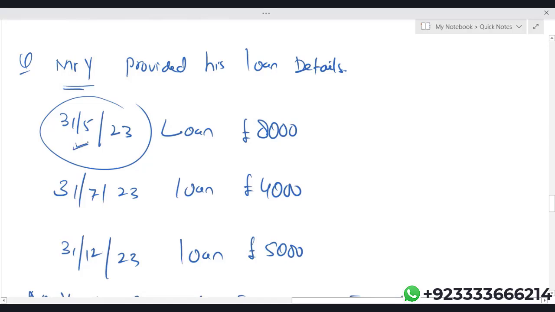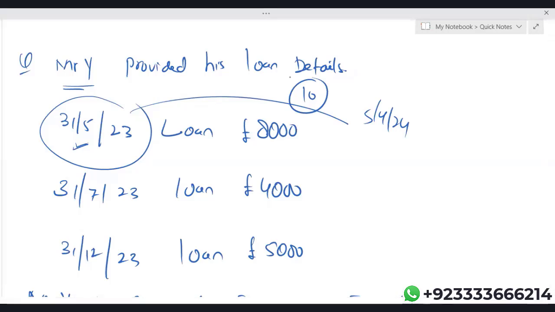Logically, for the first 2 months there wasn't any loan, meaning there wasn't any loan in the month of April, even in the month of May, because the loan came on 31st May. So I'll count the time period from 31st May onwards. If we count the time period from 31st May 23 till 5th April 24, the total is 10 months. The first loan of £8,000 was taken on 31st May 23.